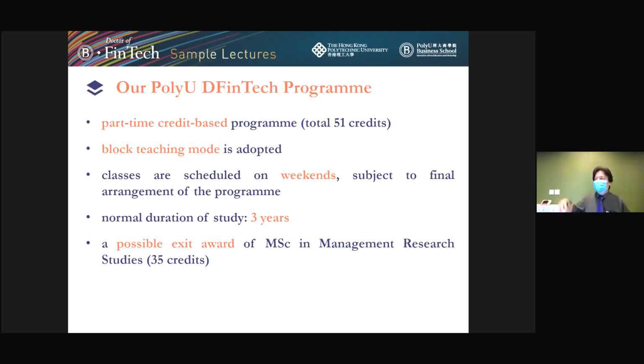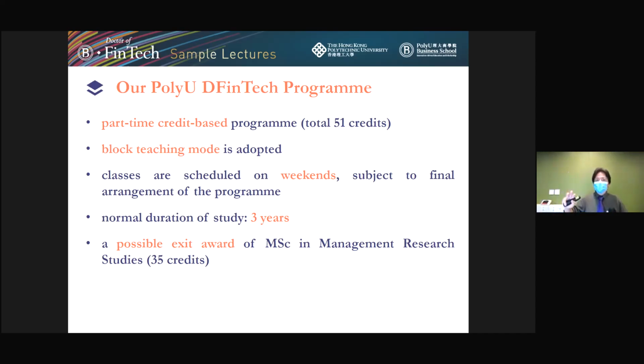This program is new, of course, but we mimic another program, our DBA program. The DBA program was the first one in town. This is our 25th year of the DBA program. So we mimic that. The structure is essentially the same. Essentially, our program is credit bearing, total 51 credits.